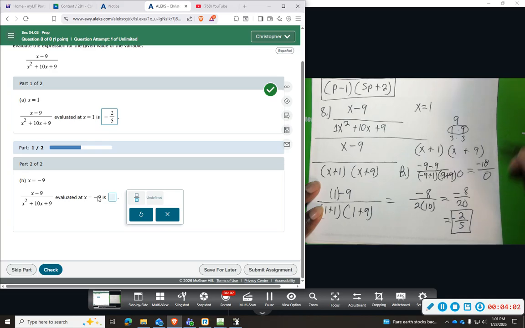negative 18 on the top. It doesn't matter. This is going to be undefined because we cannot divide by 0. So we'll say undefined.